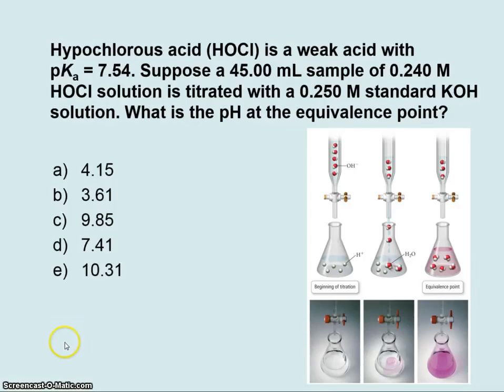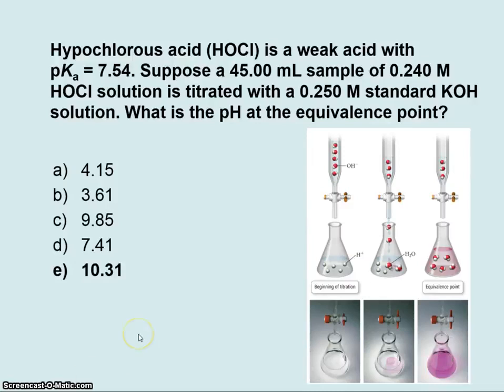So I've got hypochlorous acid. It's got a pKa of 7.54. I've got 45 milliliters of a 0.24 molar hypochlorous acid solution. I titrate it with 0.25 molar KOH. What's the pH at the equivalence point? Pause, come back. Good. All right.